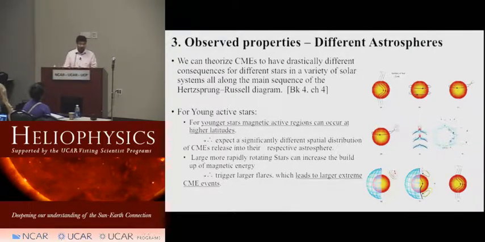Also, if the star is rotating much faster, that will create a buildup of magnetic energy, which will have a different distribution, and that can potentially trigger much larger flares, which can then lead to much larger CMEs. And that will give you a different threshold for what you consider extreme events. So if you're looking into extreme properties of CMEs, while that might be true for our solar system, that will not necessarily be true for other solar systems.